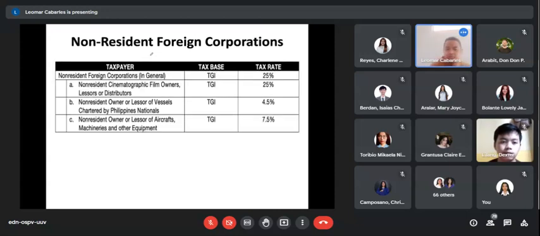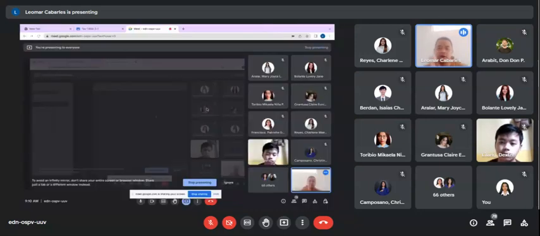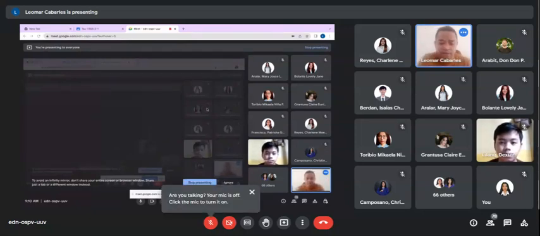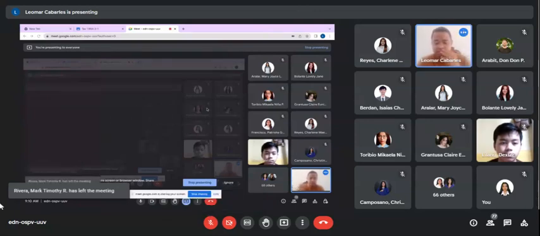We're going to tackle four types of non-resident foreign corp. The general one is the ordinary non-resident foreign corporation, and these other three are considered special corporations. As you can see in this table, the tax base is gross income. Therefore, you're not supposed to deduct expenses to compute the tax base. Unlike domestic corporations and resident foreign corps, where taxation is based on taxable net income, in the case of non-resident foreign corp, the tax base is gross.